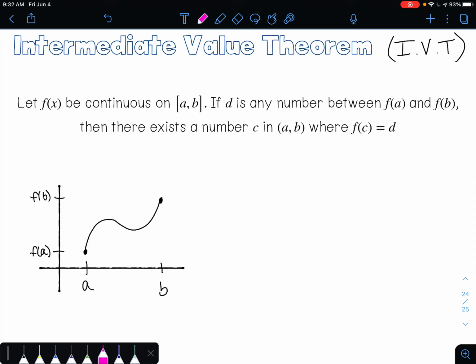So we have f of a here and f of b up here. Maybe we'll let d be here. Any number in between. So it's just somewhere on the y-axis in between them. If those things are all true, then there exists a number c in a to b, so an x value between a and b, where f of c is equal to d. And there's at least one of those numbers.